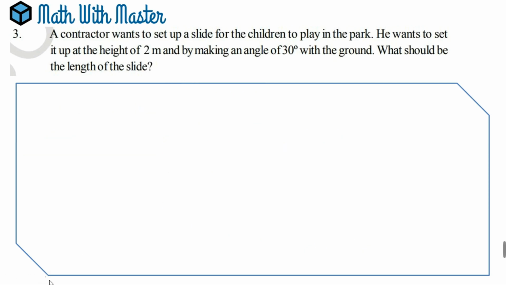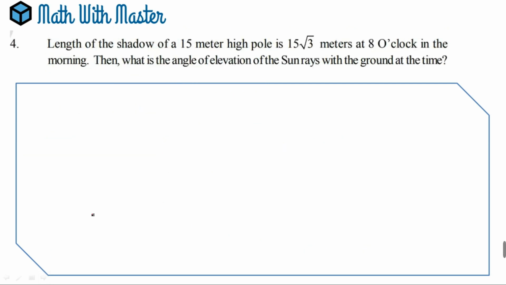So we will move towards the next question now. Here, the length of the shadow of a 15-meter high pole is 15 into root 3 meters at 8 o'clock in the morning. Then what is the angle of elevation of the sun rays with the ground at that time? So first they have given the length of the shadow of a 15-meter high pole. So first draw a 15-meter high pole. Don't draw the 15-meter pole by counting, just draw it roughly.